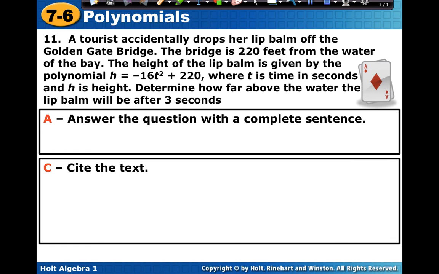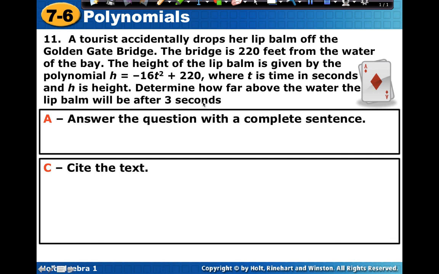The bridge is 220 feet from the water of the bay. Pause. You don't have to write down all of this. The text will tell you exactly what you need to write down in just a minute, so just follow along as we're reading it. The height of the lip balm is given by the polynomial h equals negative 16 t squared plus 220, where t is the time in seconds and h is our height. Determine how far above the water the lip balm will be after 3 seconds.